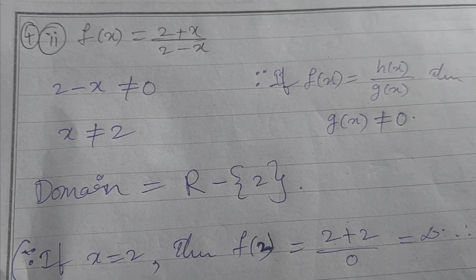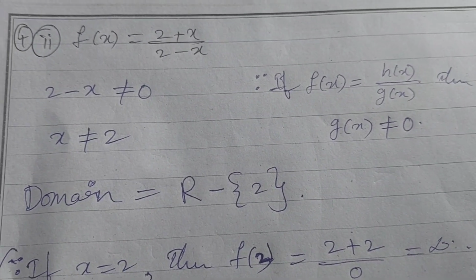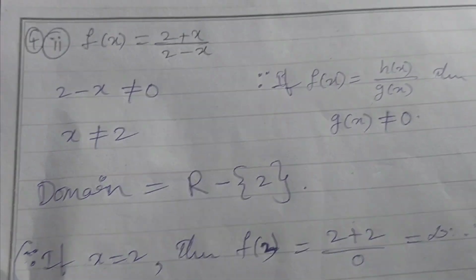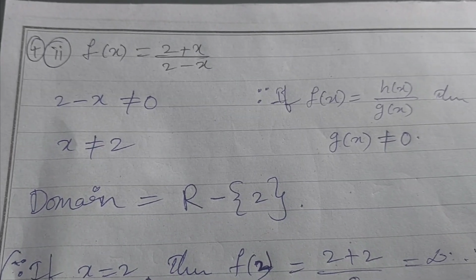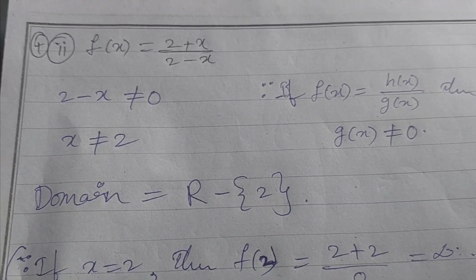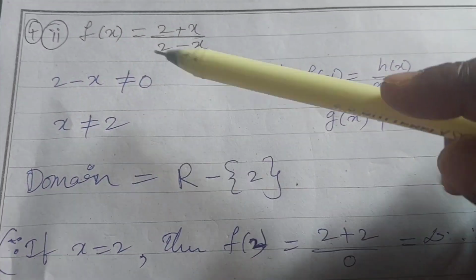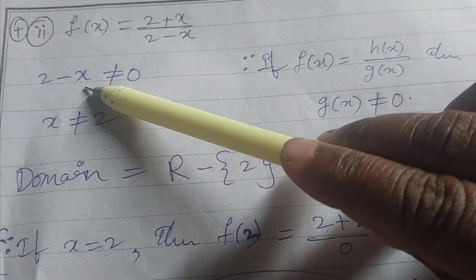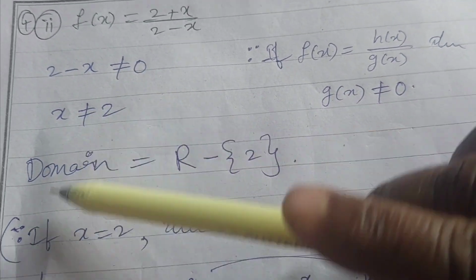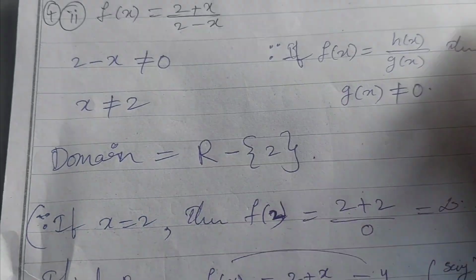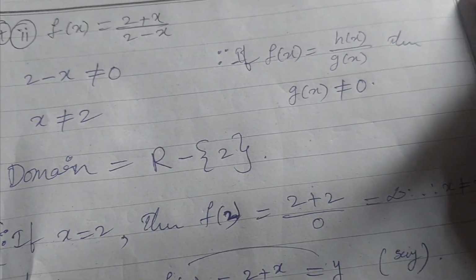Now the next question, f of x is equal to 2 plus x by 2 minus x. For the domain it is very easy. For the domain, the denominator should not be equal to 0. So 2 minus x is not equal to 0. So x is sent to the right side, x is not equal to 2. So the domain is all the real numbers except 2.